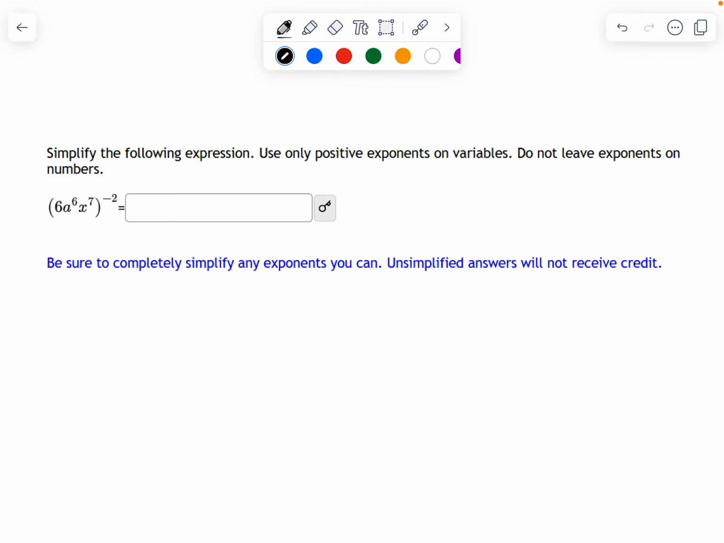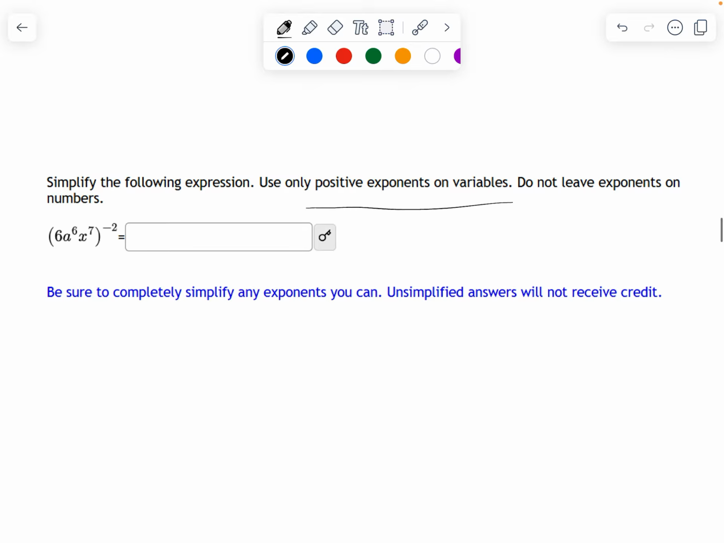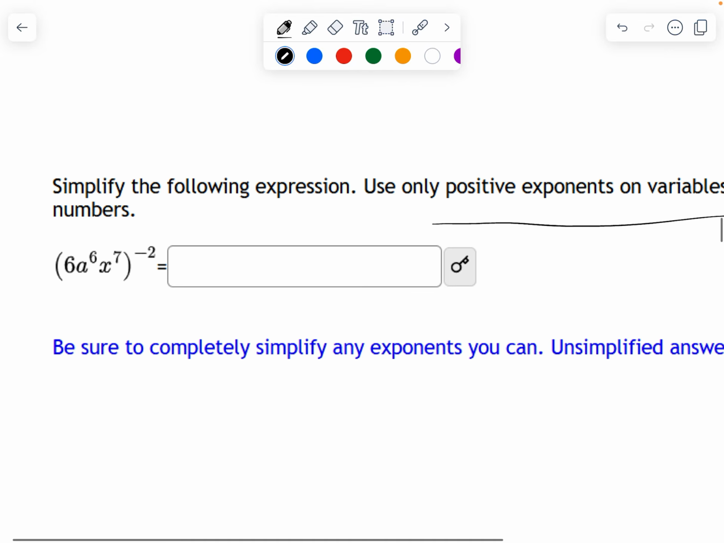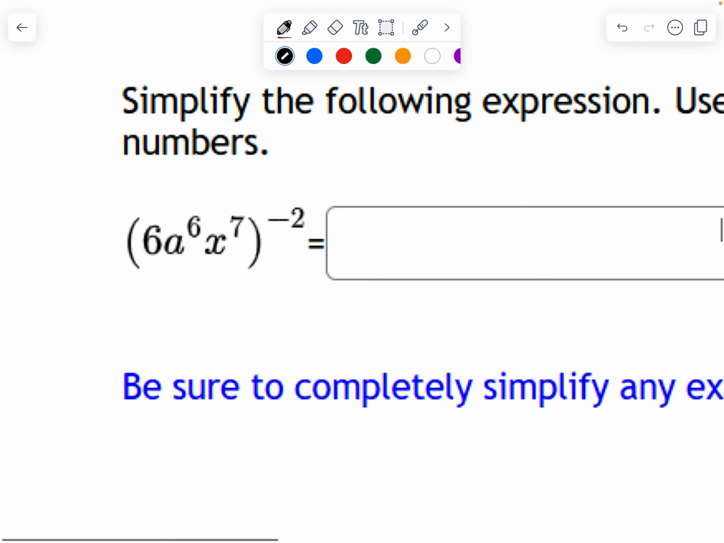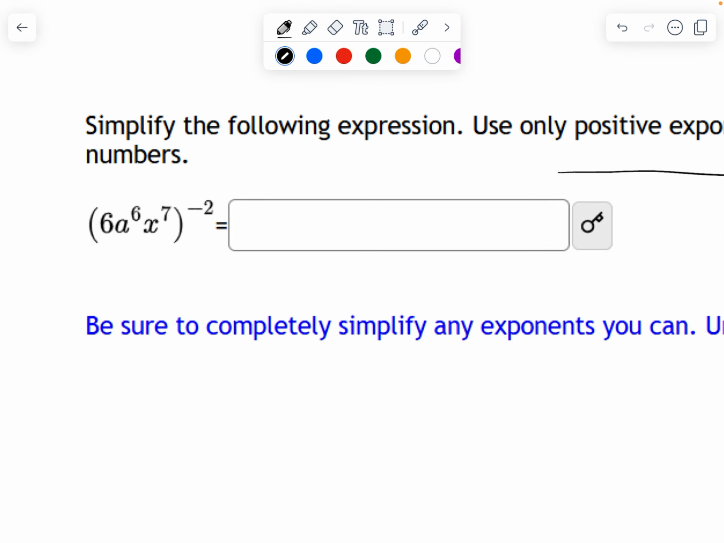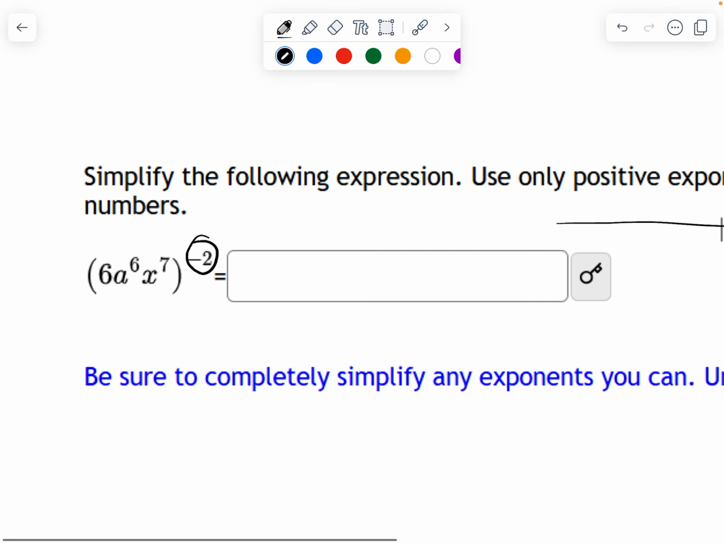Hello and welcome. So we're simplifying the following expression. We need only positive exponents and we need to simplify any exponents off of our numbers. So first off, our property here, we have an exponent on the outside and some stuff on the inside.